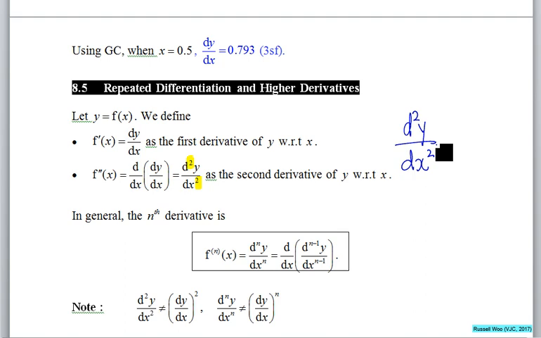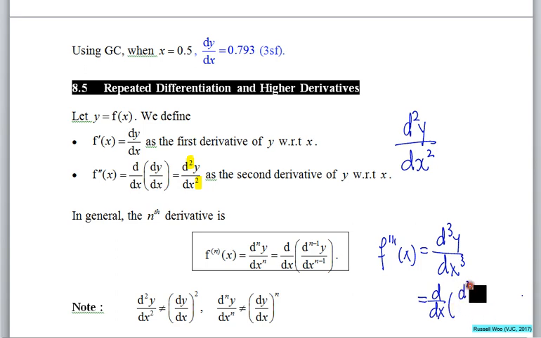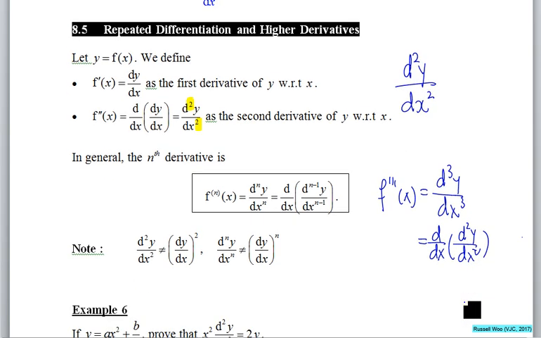Okay? So if you differentiate many times, let's say we give f triple prime x, it is actually d3y dx cubed. That means it's actually differentiating d2y dx squared again. This is an example. I think you have learned this before, I just want to emphasize again. The square in dy dx squared is not the same as d2y dx squared. I don't think I need to elaborate. I give you an example and you will know.